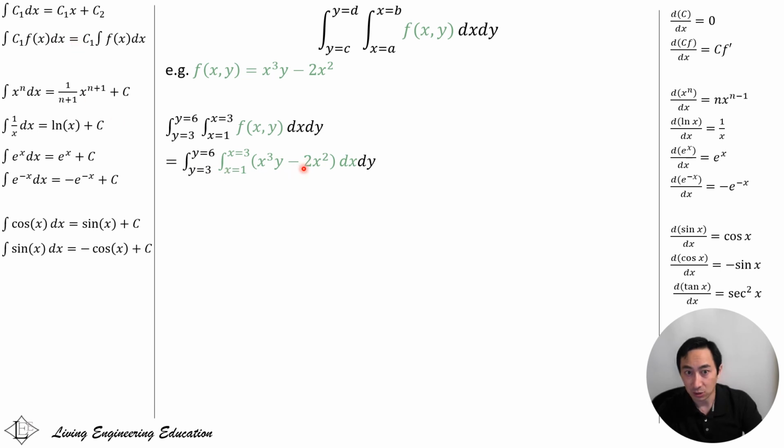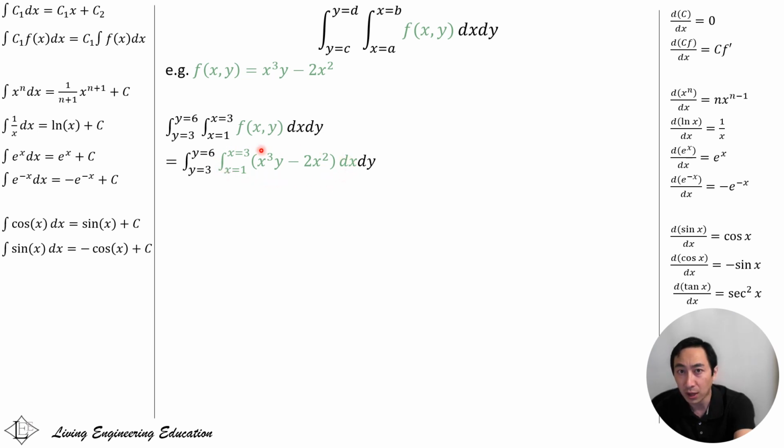The second term here, minus 2x squared. Let's see, so 2 would be my constant. X squared, we'll look here again. The integral of x squared with respect to x is going to give me 1/3 x cubed. And so that solution will be here.